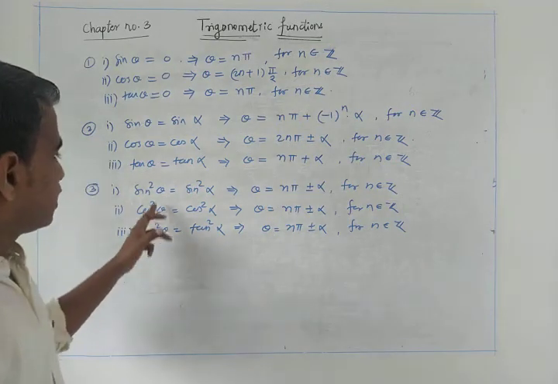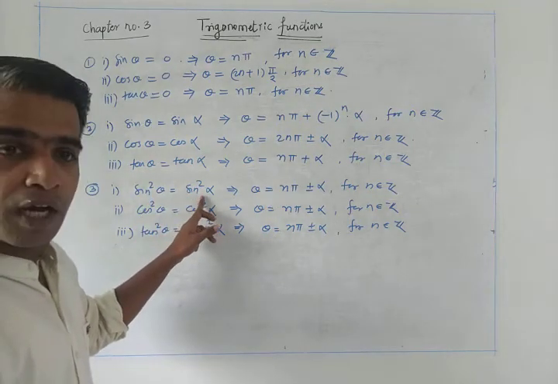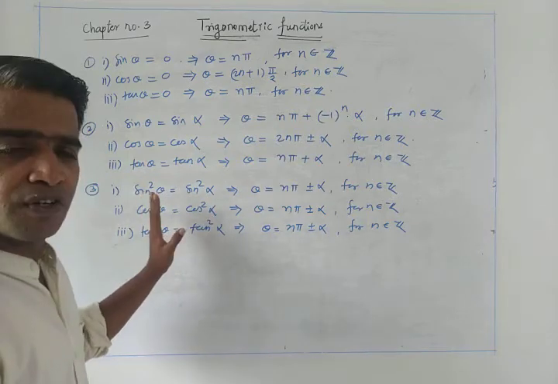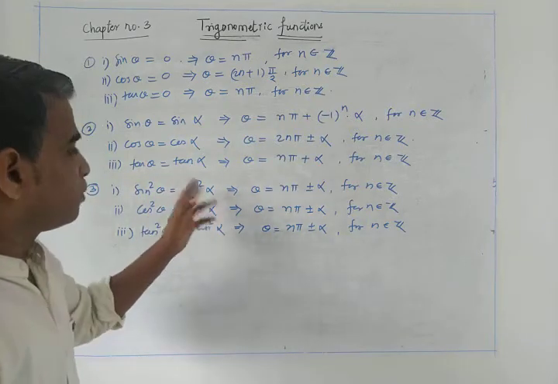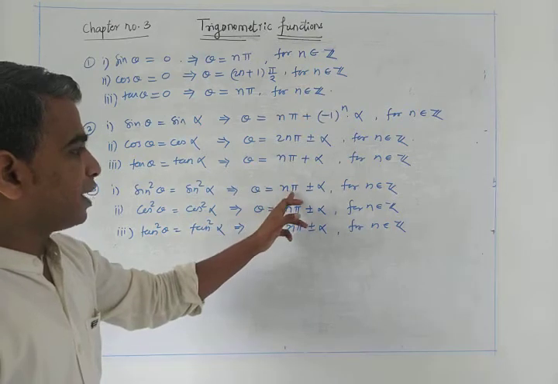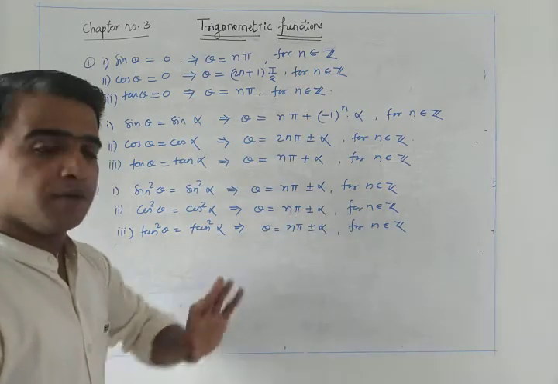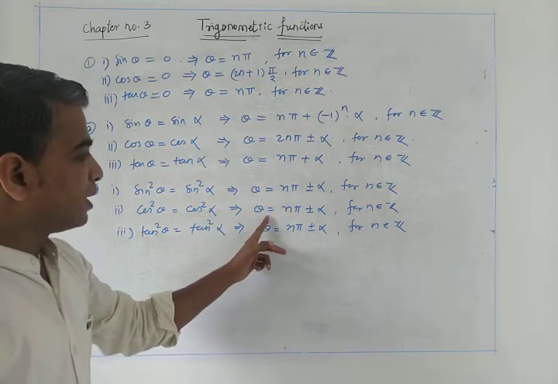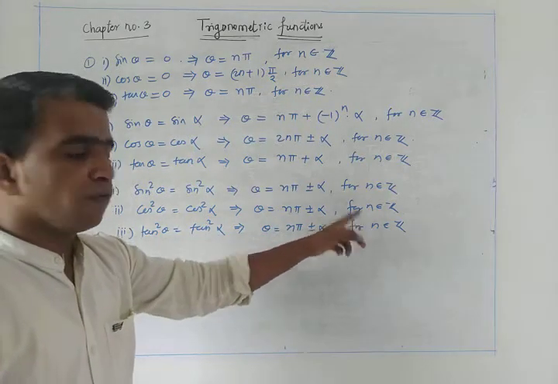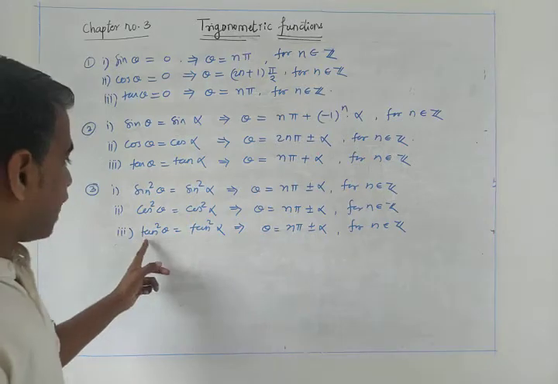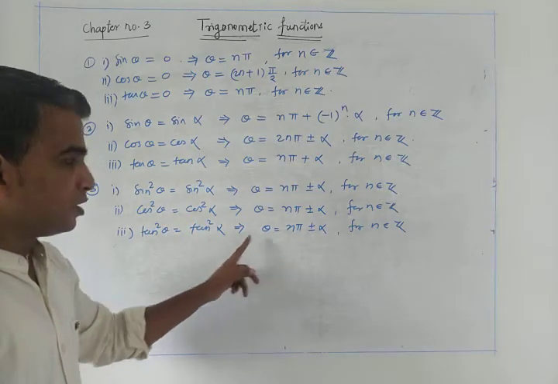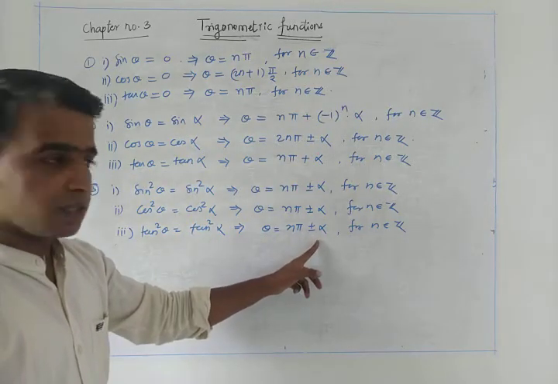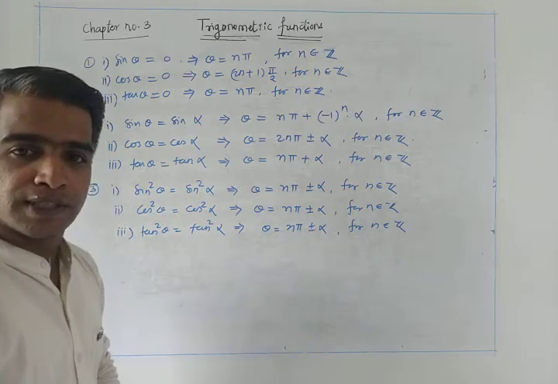Now this is the third set. Sin square theta is equal to sin square alpha. Same square functions on both sides, same type, but only the angles are different. Theta is equal to n pi plus or minus alpha for n belongs to Z. Cos square theta is equal to cos square alpha. Theta is equal to n pi plus or minus alpha for n belongs to Z. Tan square theta is equal to tan square alpha. Theta is equal to n pi plus or minus alpha for n belongs to Z.